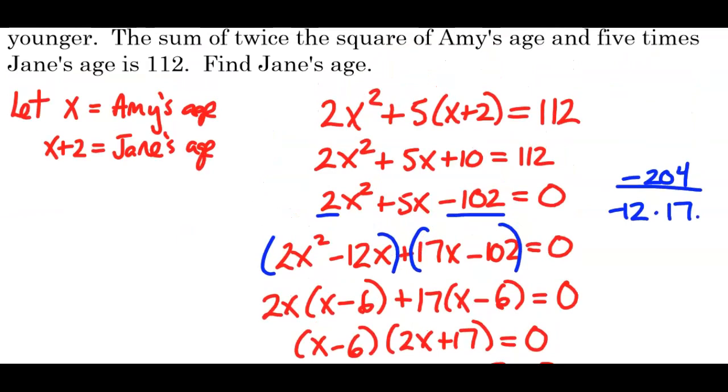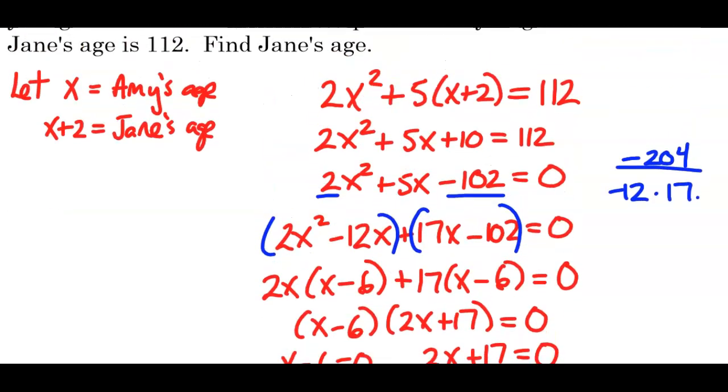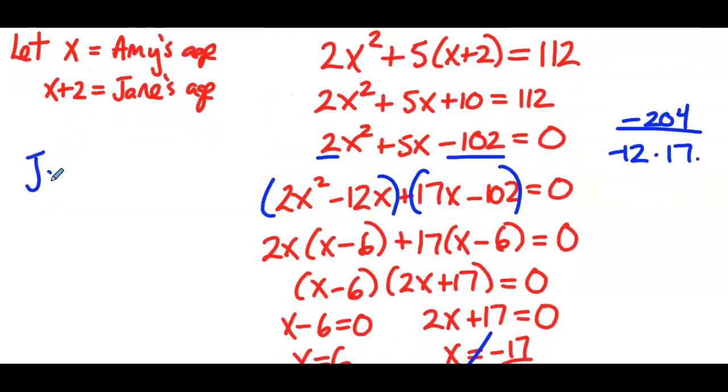Now we're finding Jane's age, and x is Amy's age, so it doesn't make sense for x to be negative. So x equals 6, but we have to find Jane's age. So Jane is 6 plus 2, so she's 8 years old.